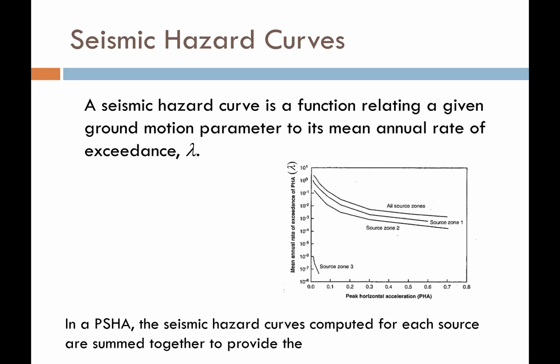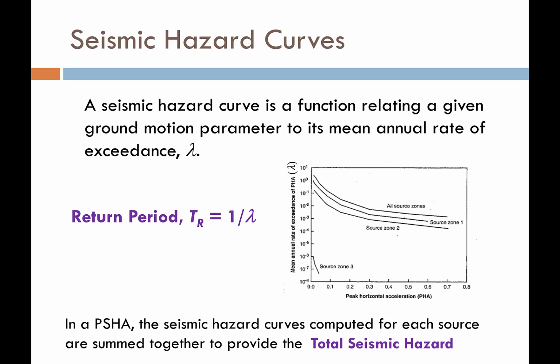And that's generally what we use when we use probabilistic ground motions. So understand, when I talk about probabilistic ground motions, this is what I'm talking about, seismic hazard curves. Seismic hazard curves develop from PSHAs. That's what I'm talking about. So in a PSHA, these hazard curves are computed, everything comes together to give us the total seismic hazard.